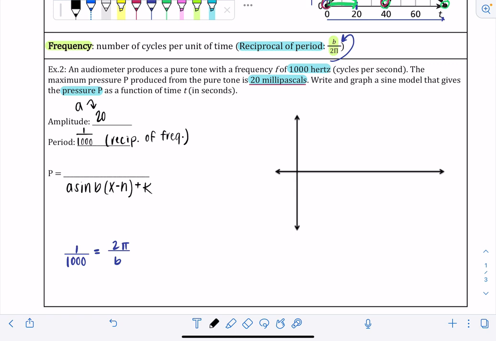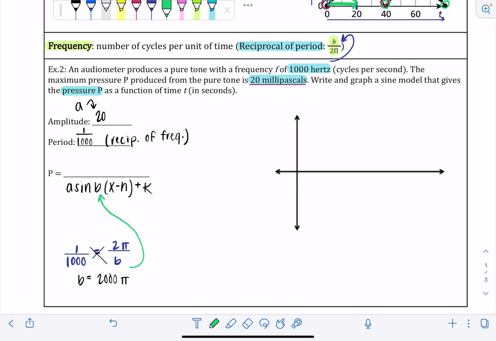Okay, so we have a proportion, so we're going to cross multiply. So we'll do 1 times b. So b equals 1,000 times 2 pi, so 2,000 pi. And then we have b, so there's nothing else to do. That's the b that we plug into our equation up here.